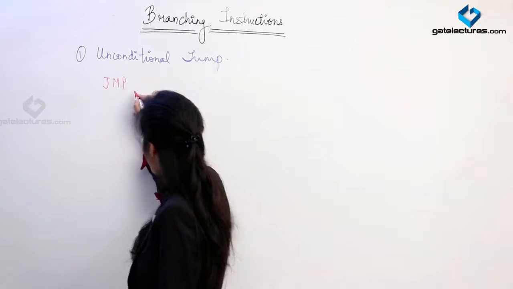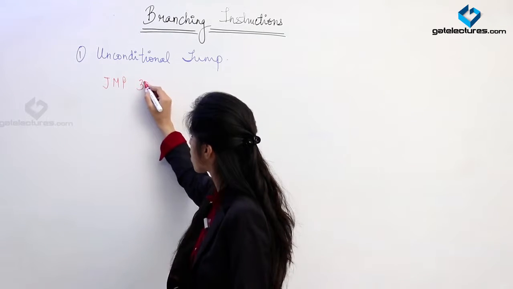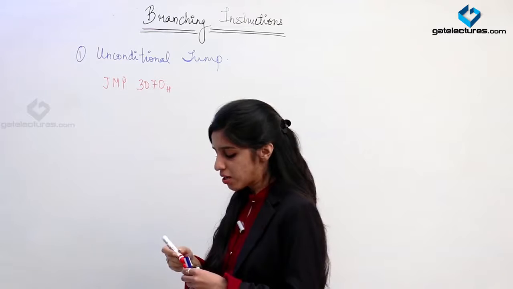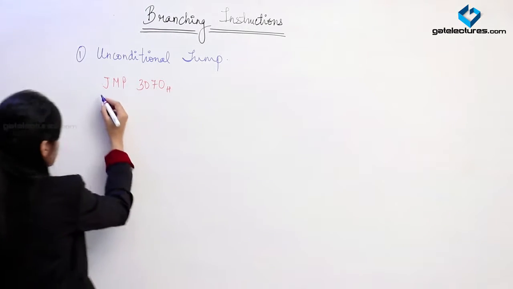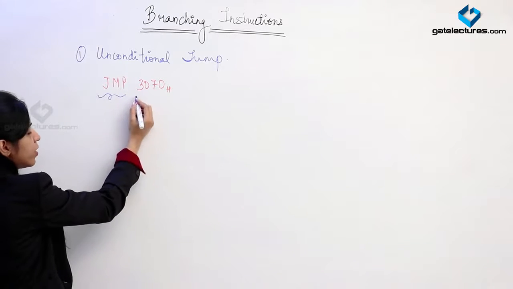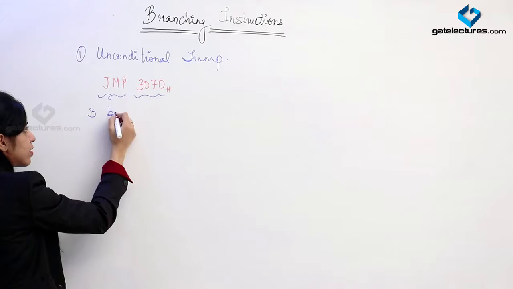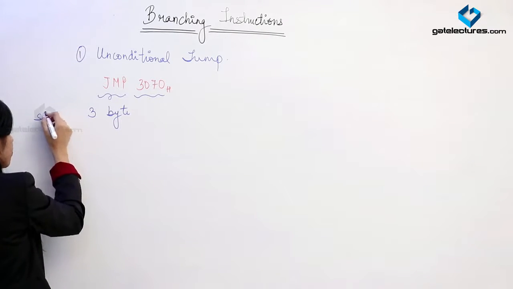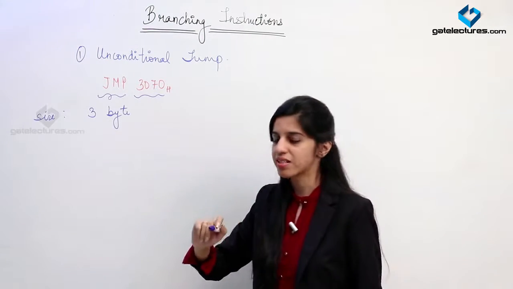JMP, and we are giving a 16-bit address, whatever address you want to jump to. JMP 3070, suppose. So this is the instruction. It is a 3-byte long instruction. 1 byte you are storing the opcode, then 2 bytes are required for storing the address. So this is a 3-byte long instruction. Size of the instruction is 3 bytes.